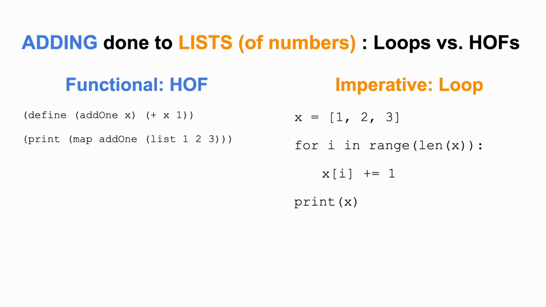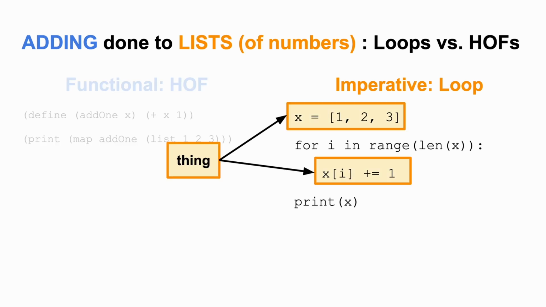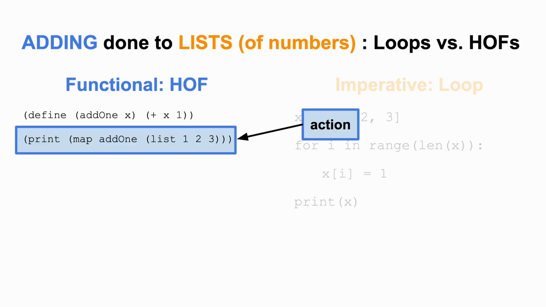In the functional approach, I can define a function add1 which takes in one parameter x, and then returns x plus 1. Then I can use a higher order function called map, which takes in a function and a list as inputs, and applies the function to every element of the list. I can then call the print function on the result of map. Again, we have that the imperative implementation emphasizes the thing by initializing and modifying a variable. On the other hand, the functional implementation emphasizes the action. Once again, we don't actually initialize any variables, and everything is computed with function calls.